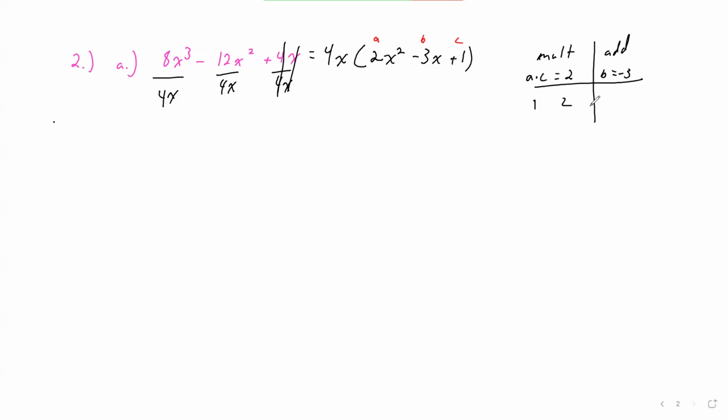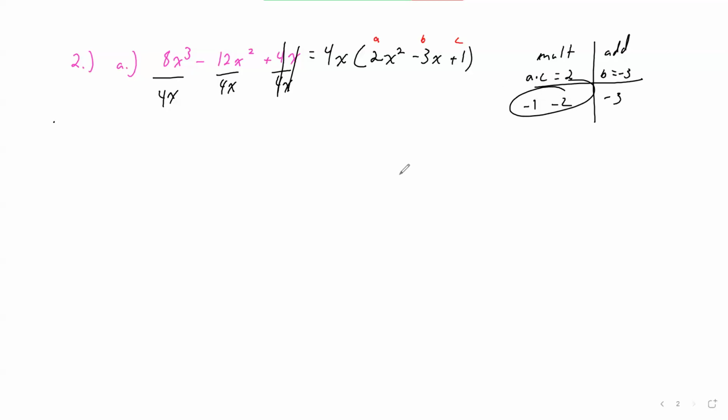Remember, I told you there's two ways to multiply to a positive number. They can either both be positive or both be negatives. Because now, what's negative 1 minus 2? Negative 3. So remember that rule. There are two ways to multiply to a positive. They can both be positive or they can both be negative.